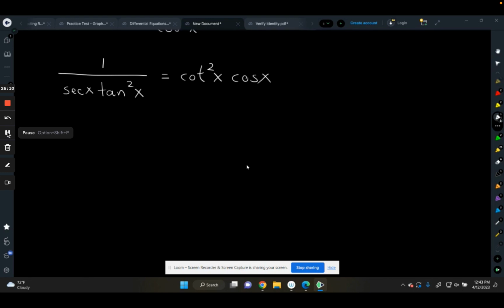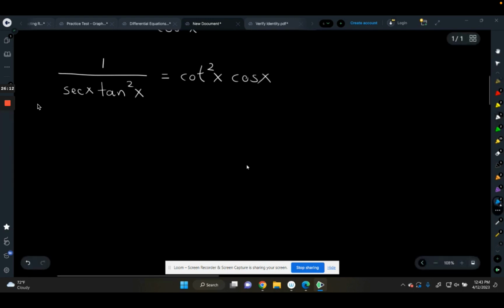Okay, which side do we start with? How many started with the left? How many started with the right? Yeah, I started with the right. You could do the left, but I think it's easier doing the right. Okay, what's cotangent?